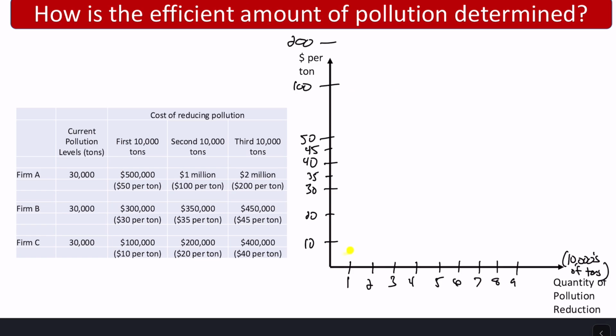All right, so we want to start with the lowest marginal cost pollution reduction, and then start adding in the higher cost pollution reduction. On this table, we want to find the cell that has the lowest dollar amount per ton. That's going to be this first cell for firm C. That $10 is the cheapest, so we're going to start with that one. The next cheapest is going to be $20, so then we'll do that cell there. The next cheapest will be $30, and we'll do that cell there.